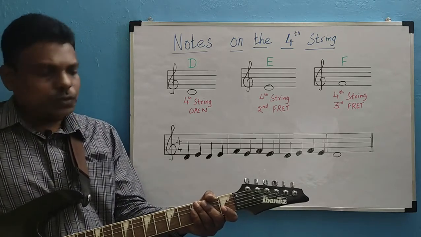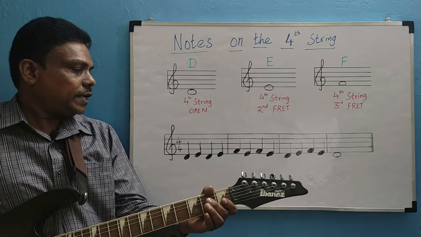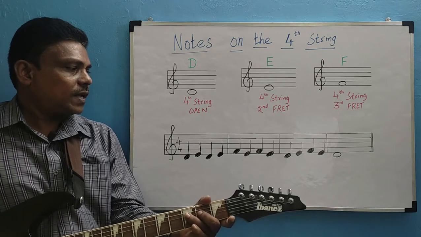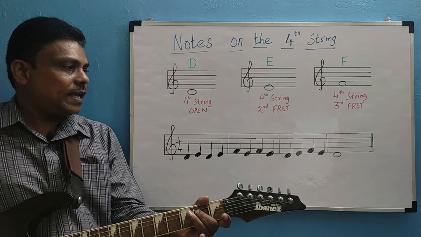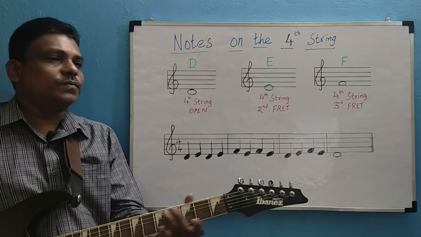1, 2, 3, 4. D, E, D, E, F, E, F, E, D, E, F, E, D.